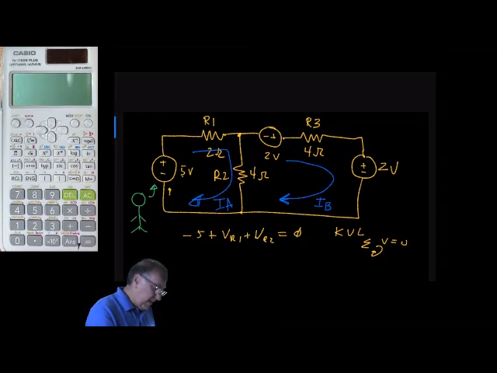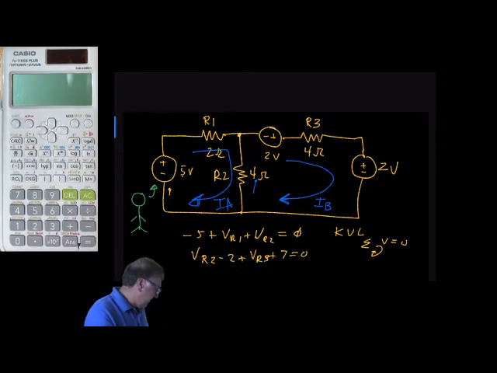And we could write a second equation for loop B. We could say VR2 minus 2 as we go in this direction, plus VR3 plus 7 equal to 0.